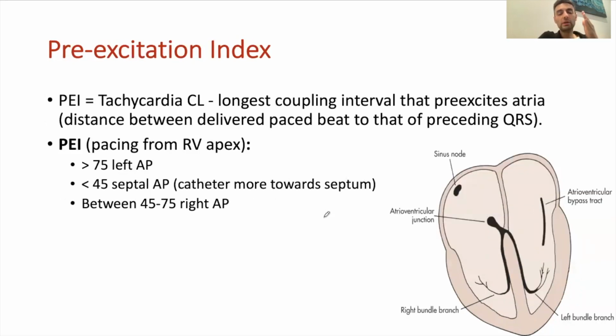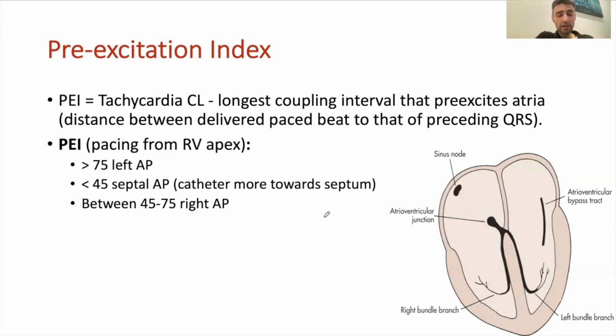So while you do His-refractory PVCs, you may want to note or calculate the pre-excitation index, which is the tachycardia cycle length minus the longest or the latest His-refractory PVC that actually was able to pre-excite the atria, okay?